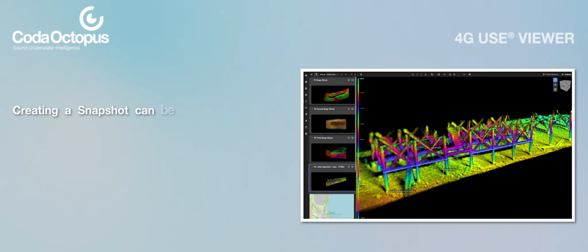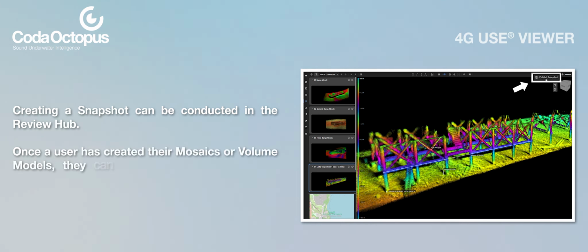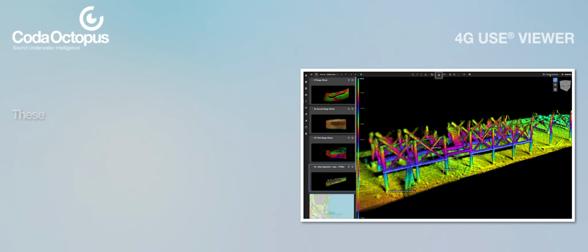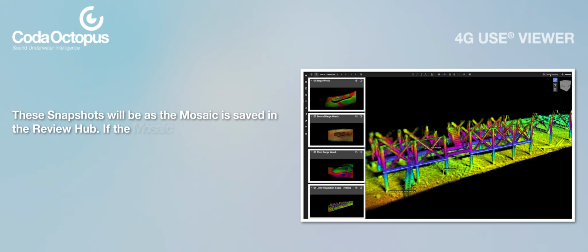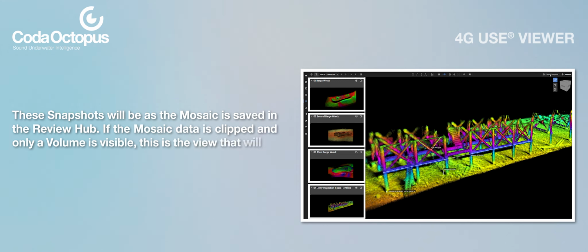Creating a snapshot can be conducted in the ReviewHub. Once a user has created their mosaics or volume models, they can use the Publish Snapshot button. These snapshots will be as the mosaic is saved in the ReviewHub. If the mosaic data is clipped and only a volume is visible, this is the view that will be included in the snapshot opened in 4G Use Viewer.